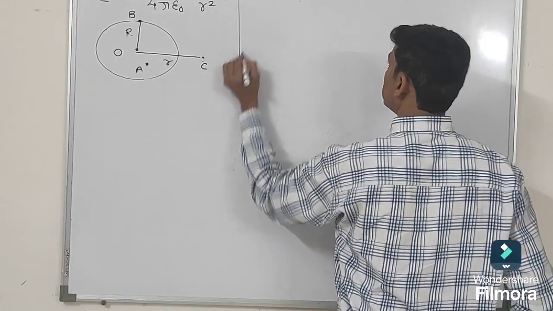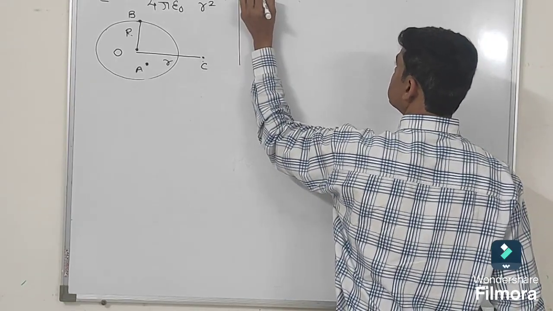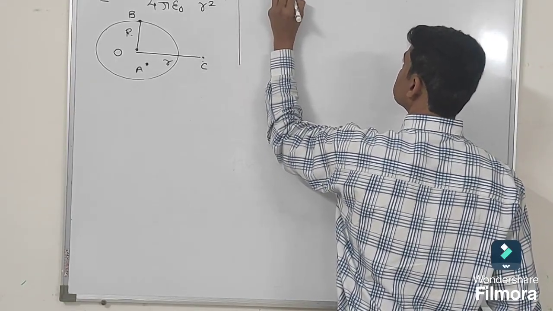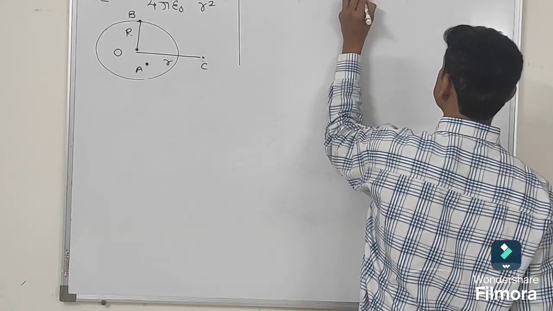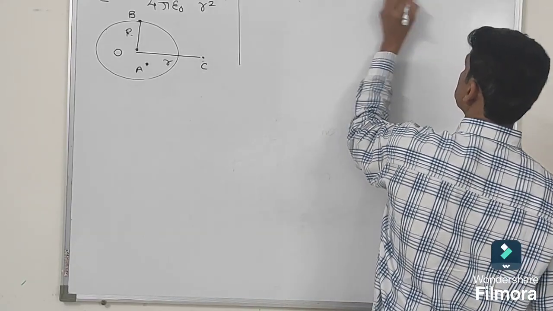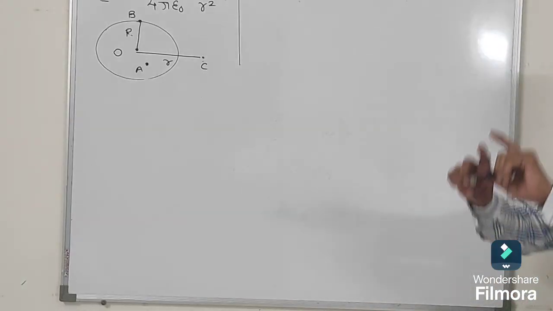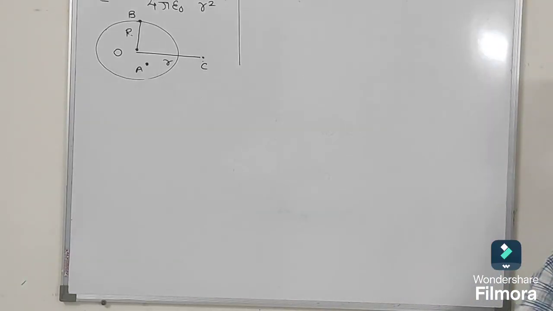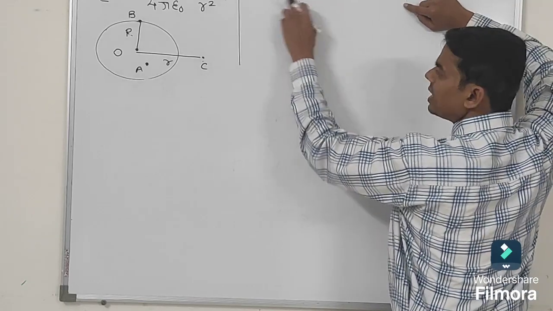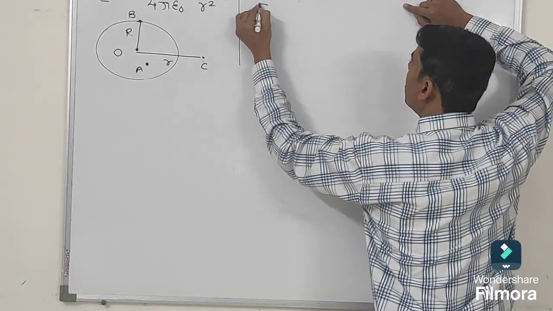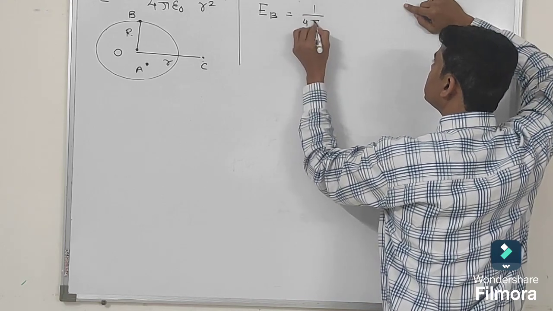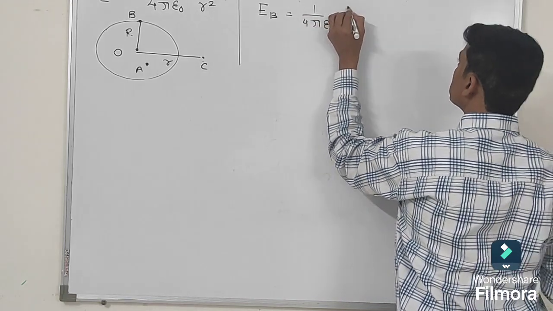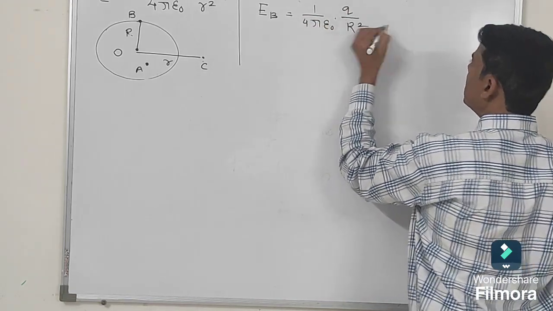So the first important point is that inside any closed surface, the electric field is always 0, because charges reside on the surface, not inside the surface. So inside the surface the electric field is always 0. On the surface, that is at point B, the electric intensity on the surface of the charged sphere is Q upon R square.